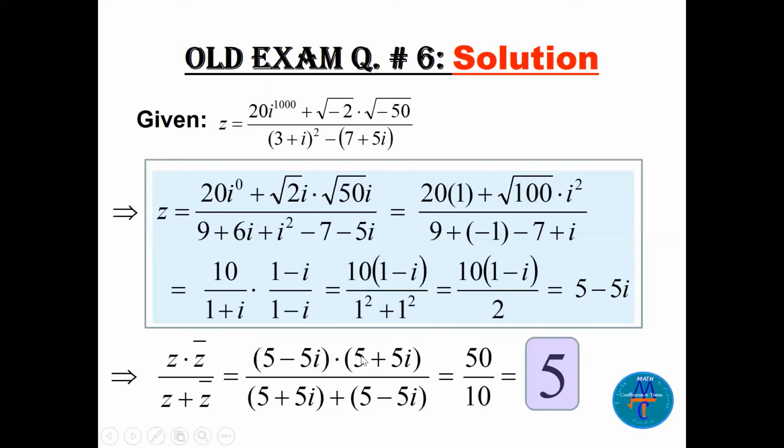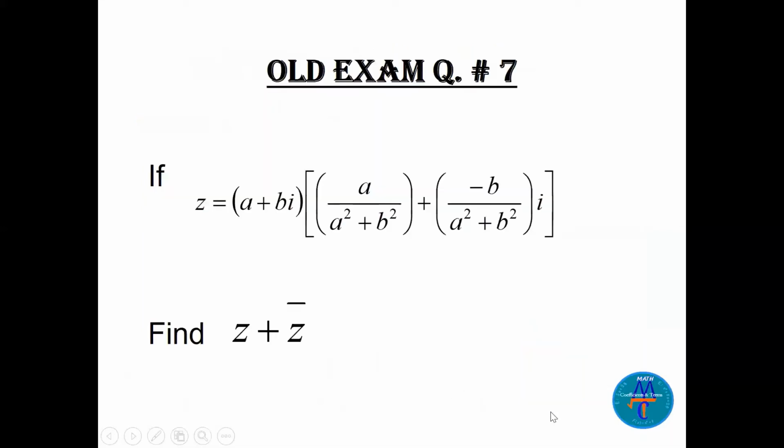Multiply by the conjugate, 5 plus 5i, divided by z, 5 plus 5i. And the conjugate, see, this is the same because of addition. You can put this one at the beginning, it's the same. So this is 10, so that's 5, the answer is 5 here.